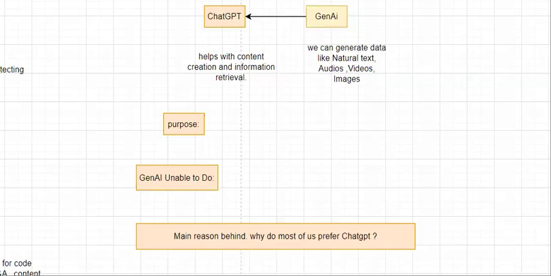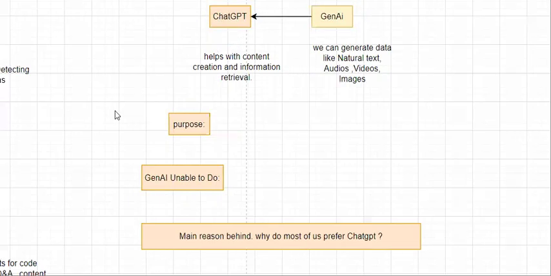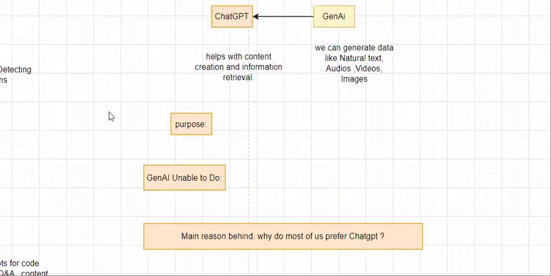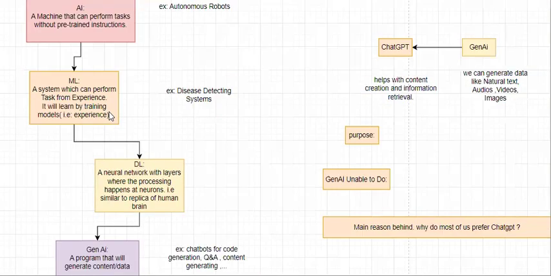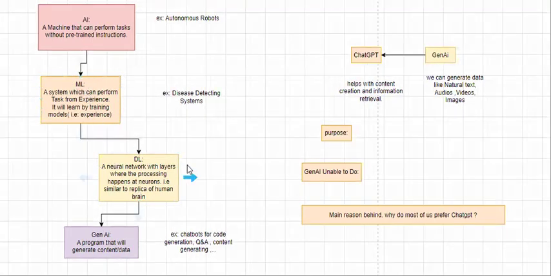Hello guys, welcome back. In this video, let us understand in more detail about one of the real-time GenAI models, that is ChatGPT. Now let's have a question in our mind: why do we say this ChatGPT belongs to this GenAI model? Why does it fall under this GenAI category? So why not the AI category? Why not the ML category? Why not the deep learning category? Why does this ChatGPT come under an example of GenAI?